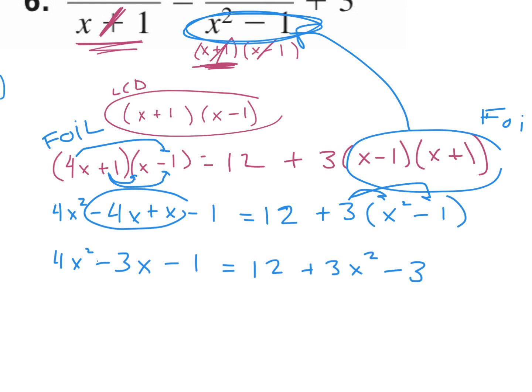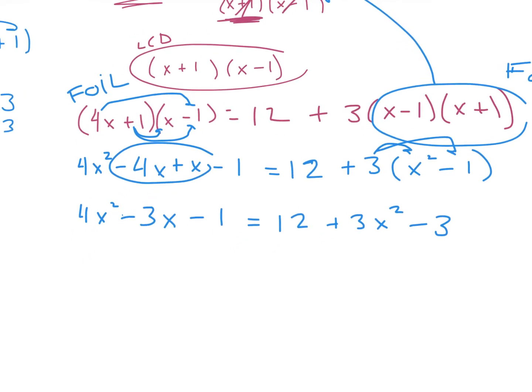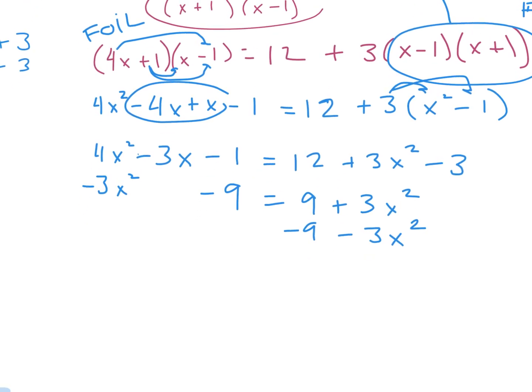All right, what can I do next? Combine the like terms on the right. I can. So on the right I have 12 minus 3, which is 9, plus 3x squared. I can subtract the 3x squared and the 9. So I have 4x squared minus 3x squared. What is that? X squared minus 3x minus 10 is equal to 0. I have nothing left on this side. Everybody still with me? Sweet.